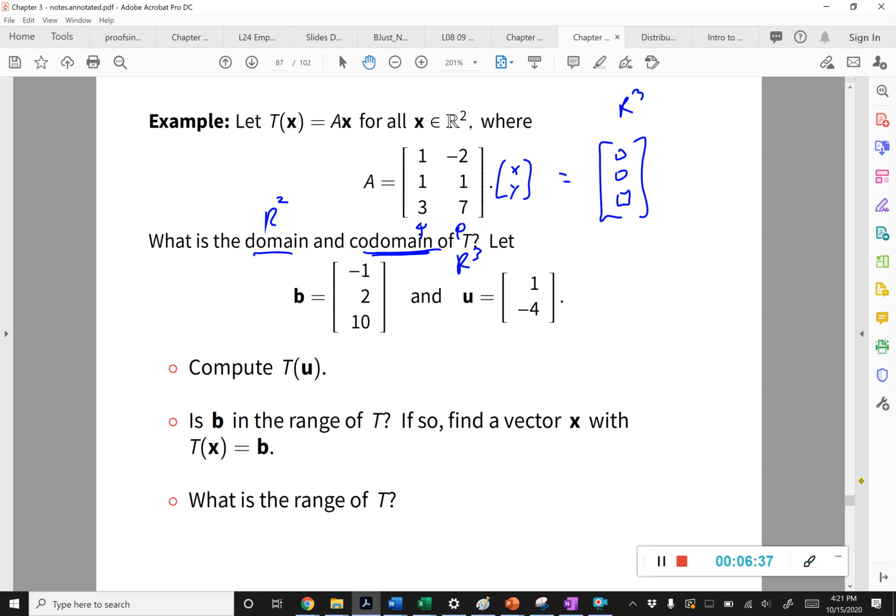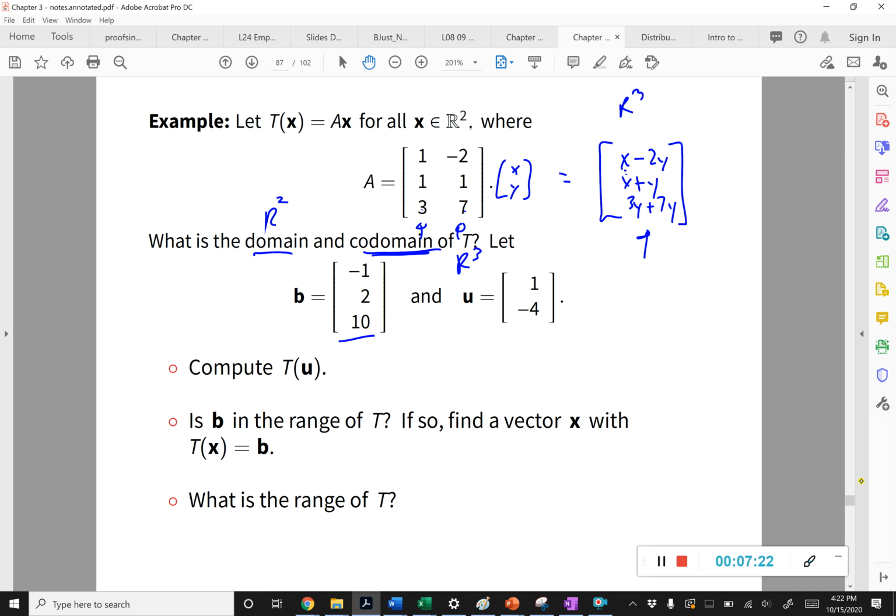I'm going to get, here, let's do it this way. x minus 2y, x plus y, 3x plus 7y. Those are going to be my three values in my new vector. So any xy goes to this set, but it lives in R3 because I have 3 coordinates. But I know I can't span all of R3. So the codomain is R3, but the image will be less than R3 because I only have 2 independent vectors. The most I can span is a 2-dimensional space.